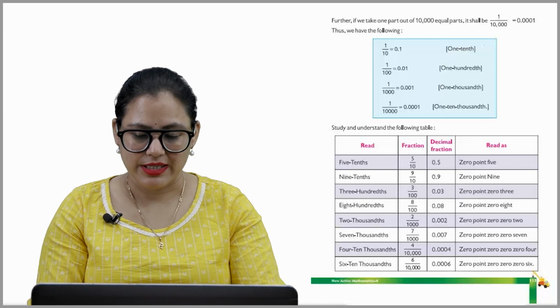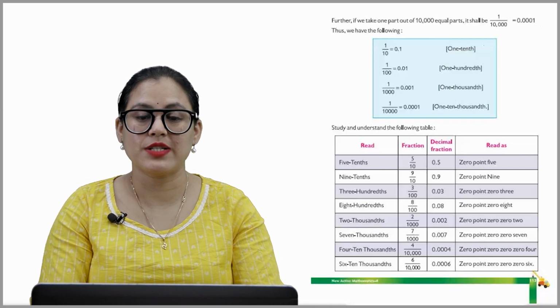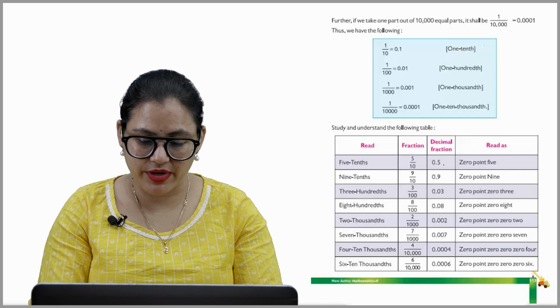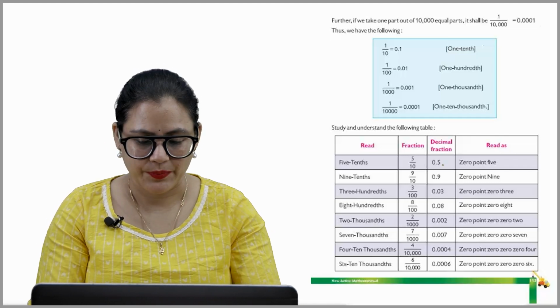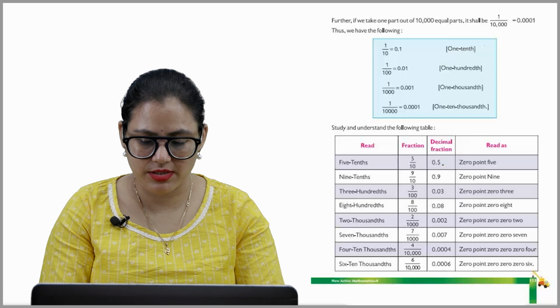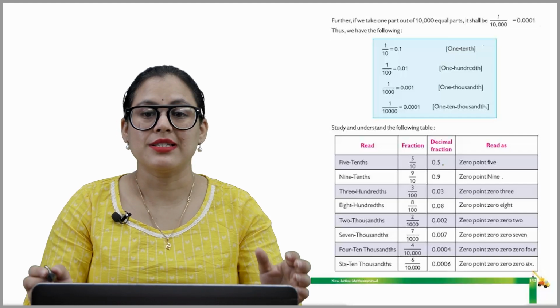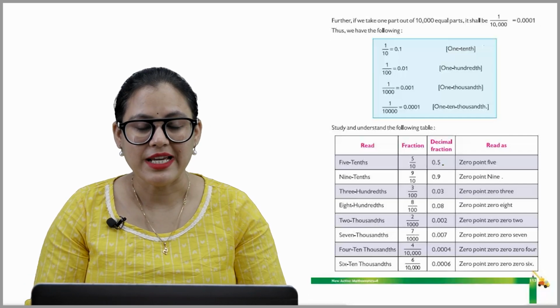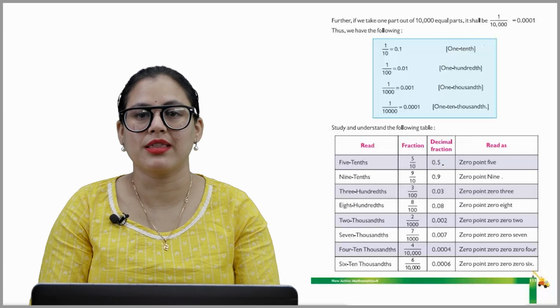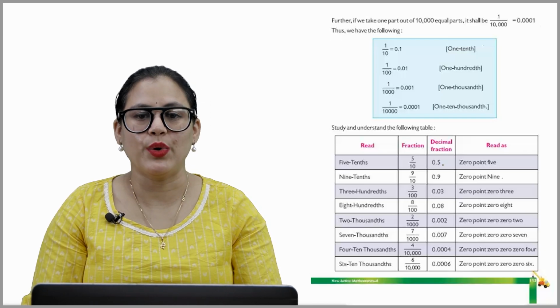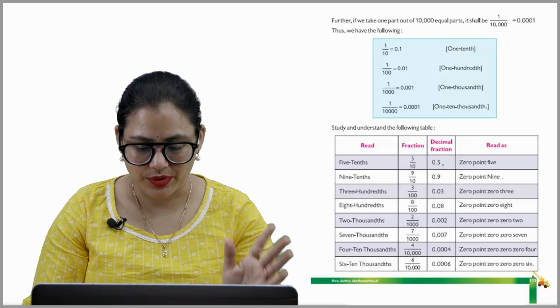Okay, read this out. 5/10 fraction is 5 by 10. This is the decimal fraction and it is read as 0.5. 9/10, 9 by 10, this is the decimal fraction and it is read as 0.9. Similarly, 3/1000, 3 by 1000, this is the decimal fraction and this is read as 0.003. Okay.